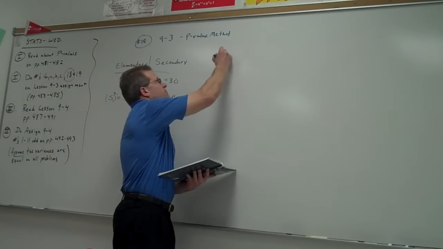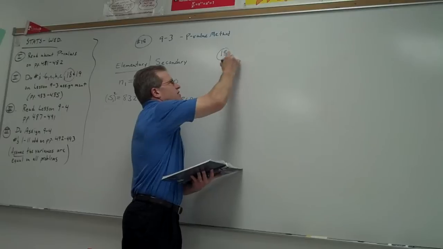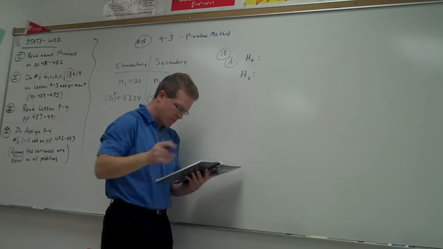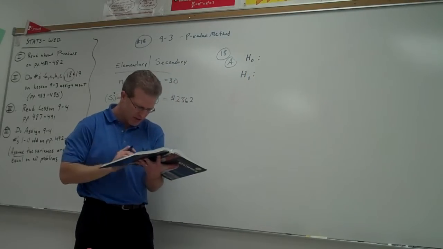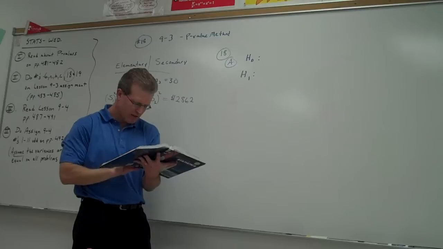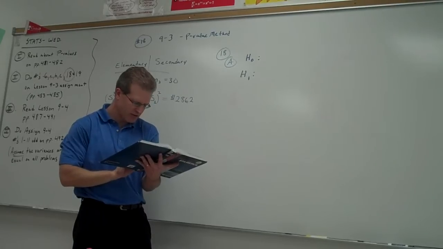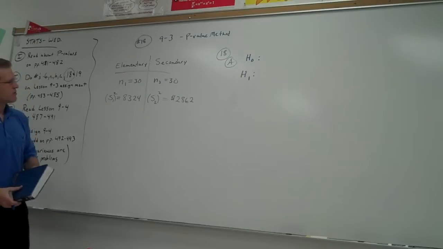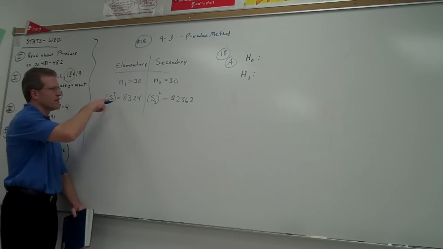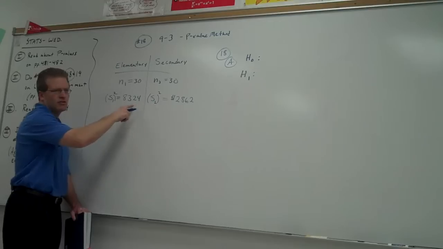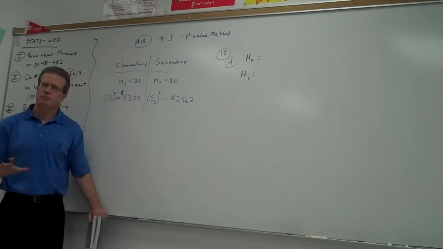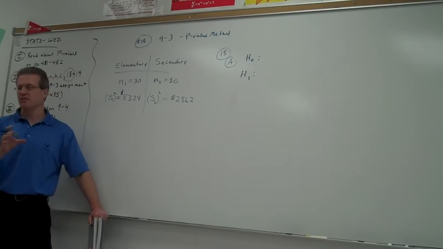So for 18, step A, we're going to write our null and our alternative. Again, it says, can the researcher conclude that the variation in the elementary school teachers is greater than the variation in the secondary school teachers? So it sounds to me like they are claiming that this variation is greater than this variation. Now you look at these two numbers and you might say, well, that's obvious. 8,000 is more than 2,000. But remember, we're talking about all teachers out there, not just these 30.